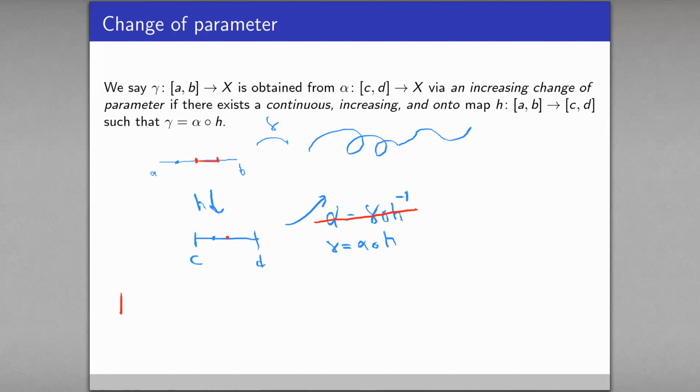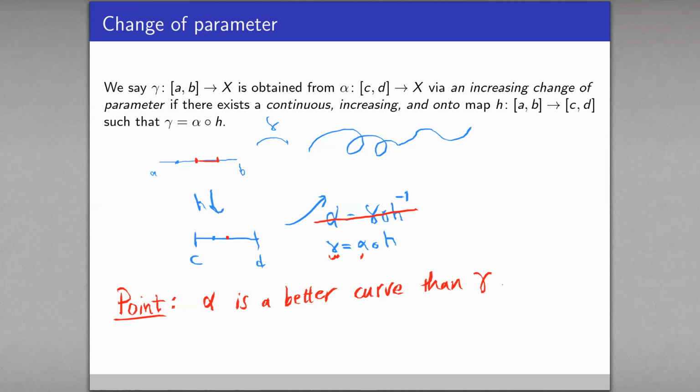Now, the point is, under this constraint, if there is such an h, we say that gamma is obtained from alpha. Now, it's not the other way. We cannot say alpha is also obtained from gamma. So it becomes a one-sided thing. So gamma is obtained from alpha by an increasing change of parameter. The point is that alpha is a better curve than gamma. The reason being that we cut out this interval where it was constant.